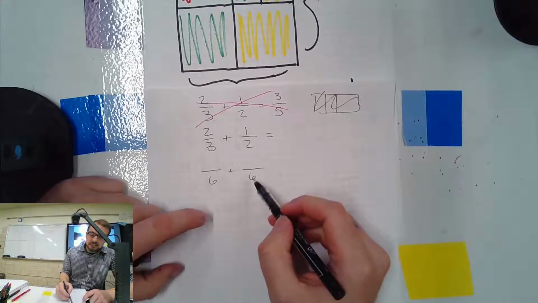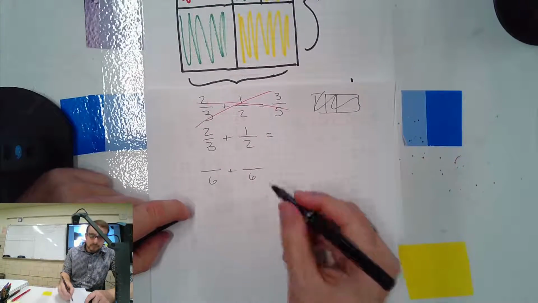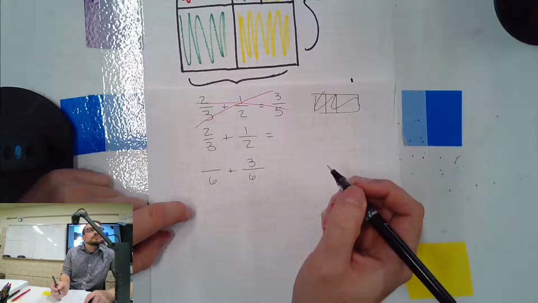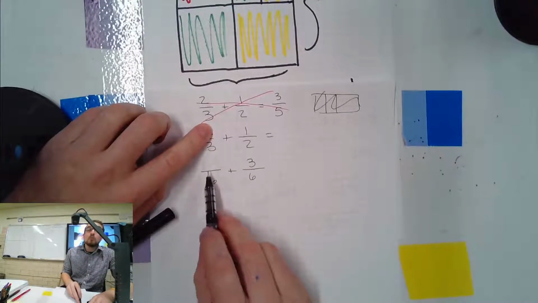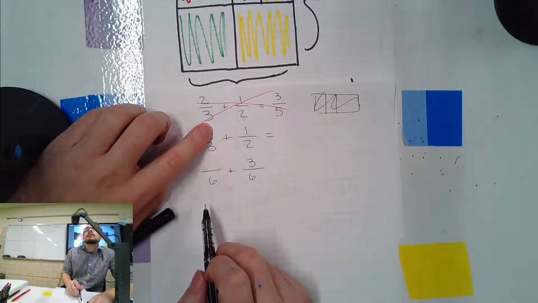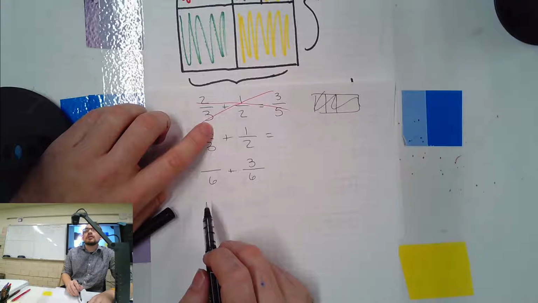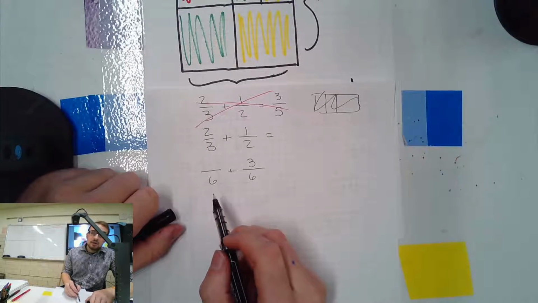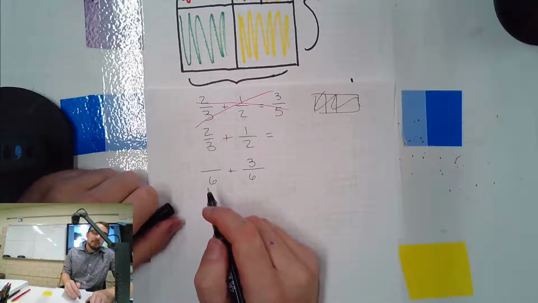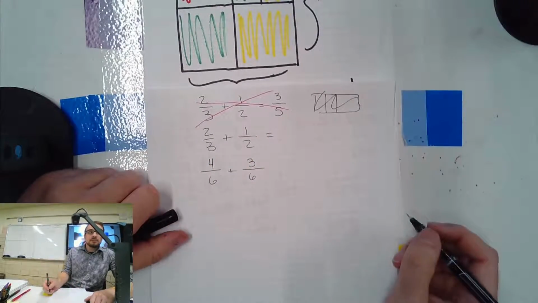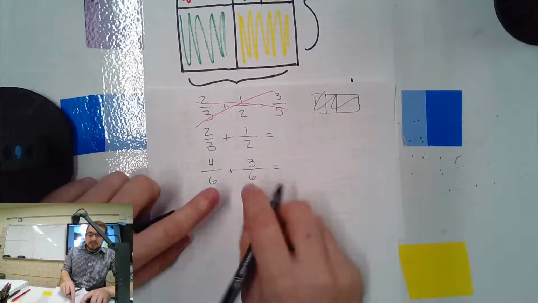How many sixths are in a half? 3. 3 out of 6, right? That's a half. How many sixths are in 1/3? 2. How many sixths are in 2/3 then? 4. That check out? So now we're talking apples to apples here.